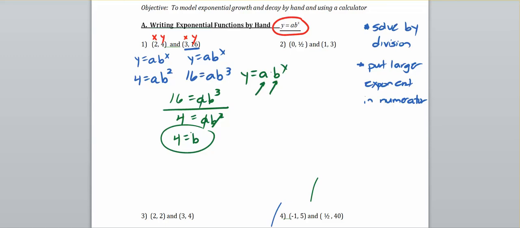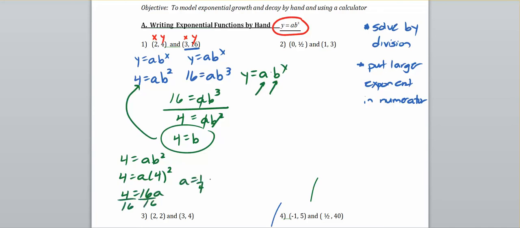Just like any other systems problem, when you have one answer, go back to either original and plug it in. I know my b is 4, so I'm going to take the original equation, 4 equals ab squared, and every place I see a b, I'm going to plug in a 4. Then let's solve for our a. Well, 4 squared is 16. If I'm solving for a, I'm going to divide by 16. So I just found out that a is 1/4.